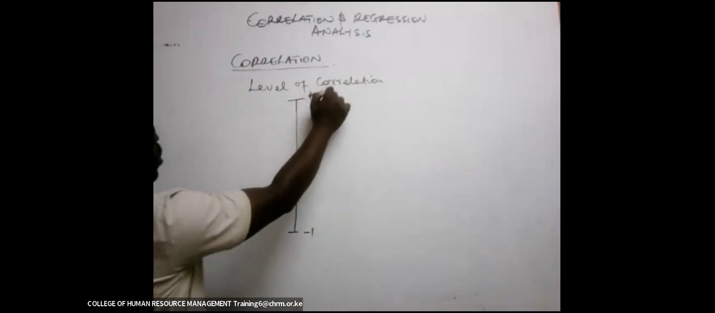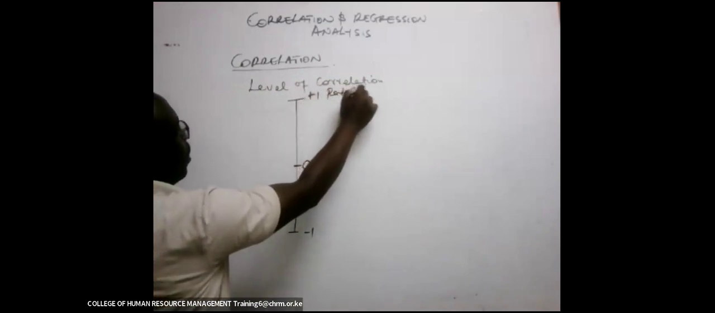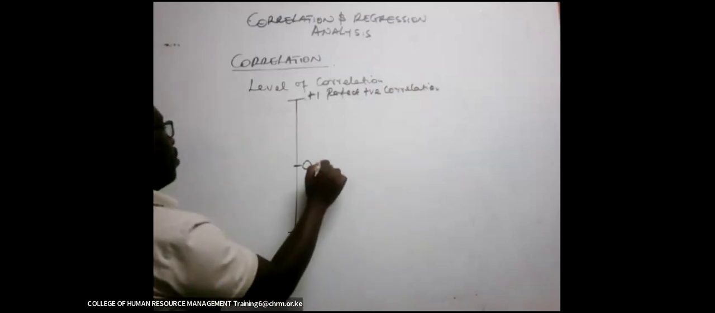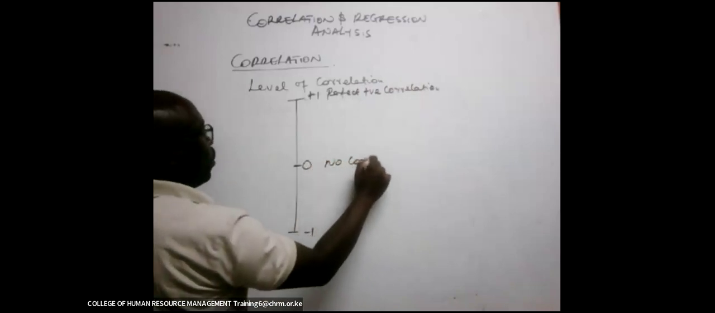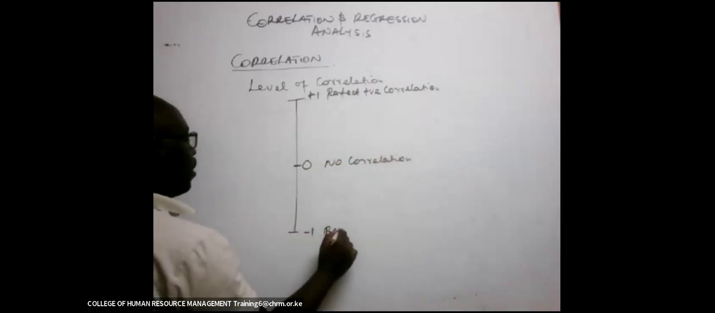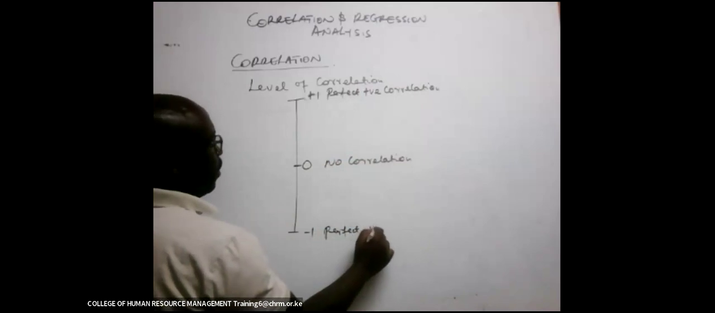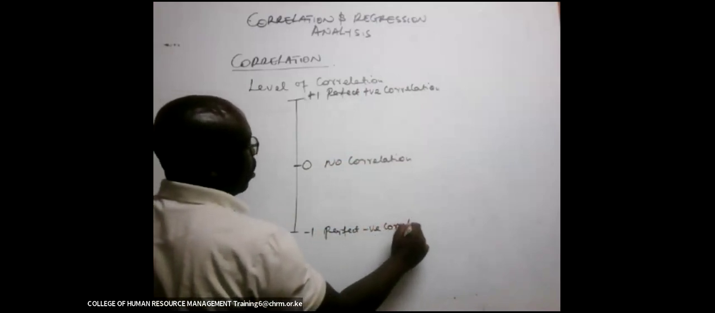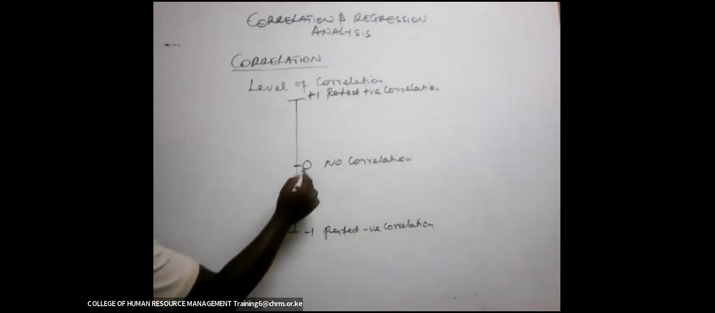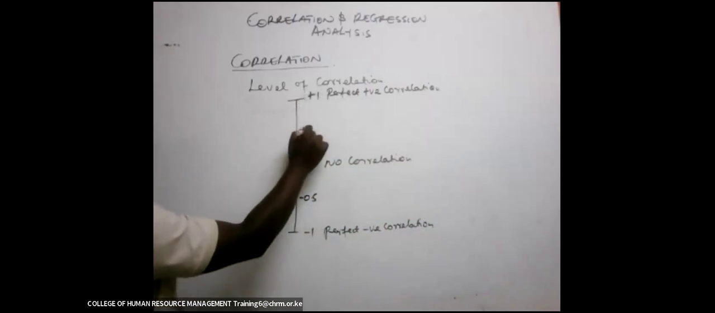Where +1, we call this the perfect positive correlation. This one means no correlation. This one means perfect negative correlation. Again, in between 0 and -1, we have -0.5. In between +1 and 0, we have +0.5.